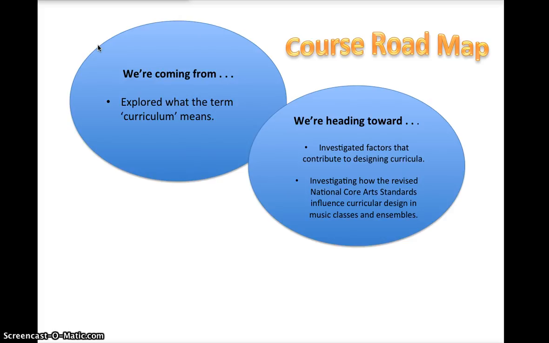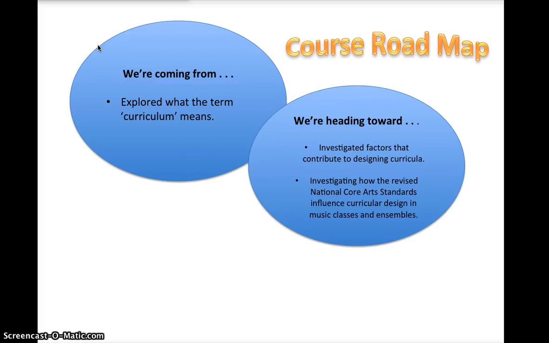And to connect to our required course resources, which you should have purchased by now, the revised National Core Arts Standards are based on the backward design curriculum model outlined in Understanding by Design. So that's one major reason that we're using this course textbook. The other reason is that the backward design model is prevalent in school districts now and is research-based. I find it very, very helpful when constructing my own curricula.